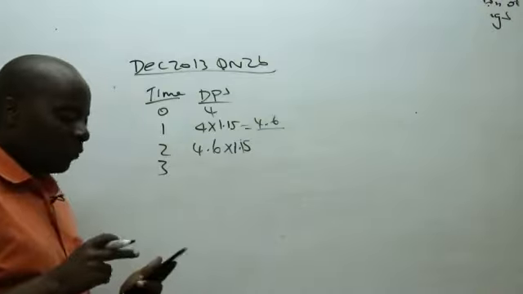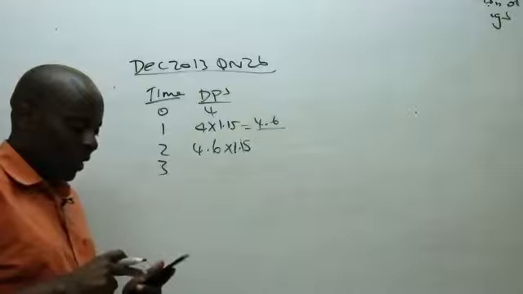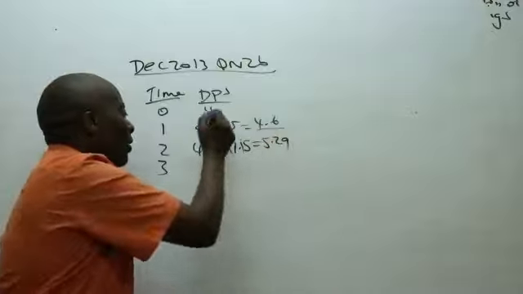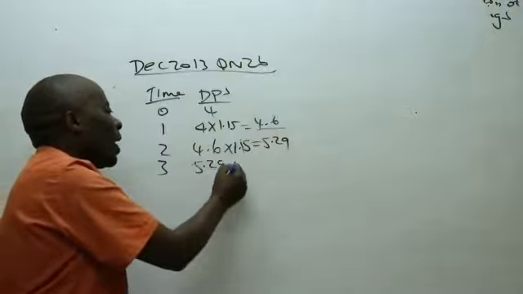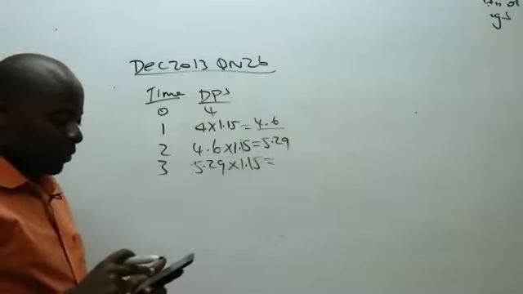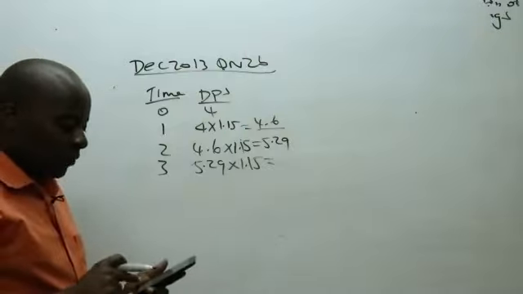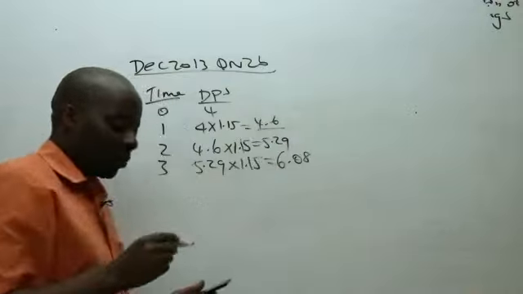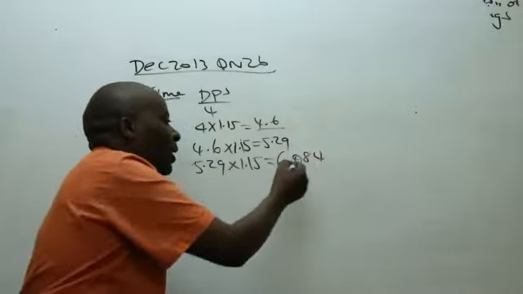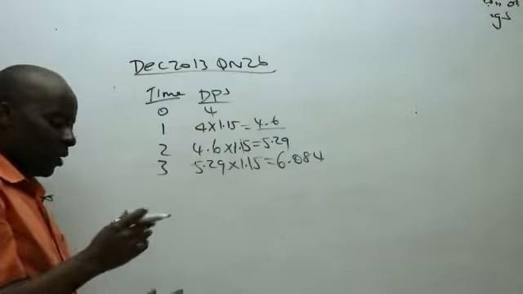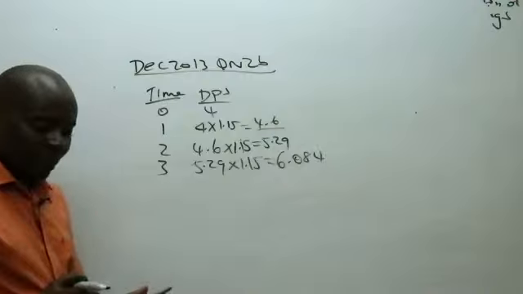So we have 4.6 times 1.15 giving us 5.29. From there, again, this 5.29 must be multiplied with the 1.15, which will end up giving us 6.08, perhaps 6.084. I don't have to write everything. I can decide that my maximum number of decimal places will be 4 or 3. So ladies and gentlemen, we go to the next thing.